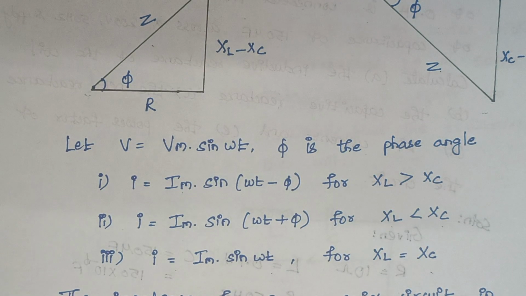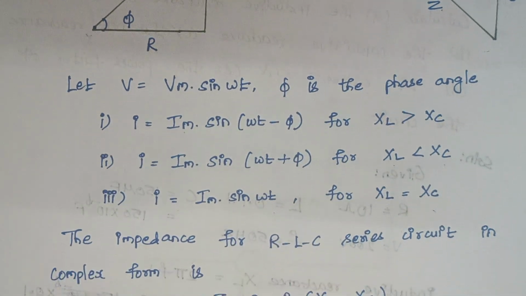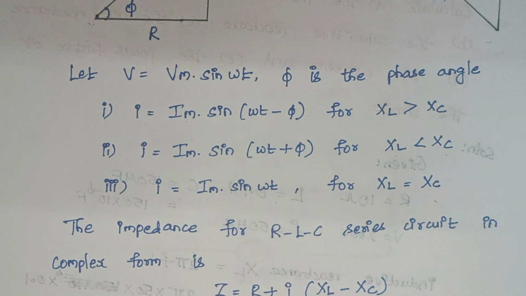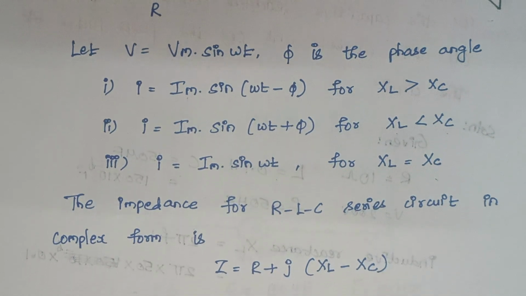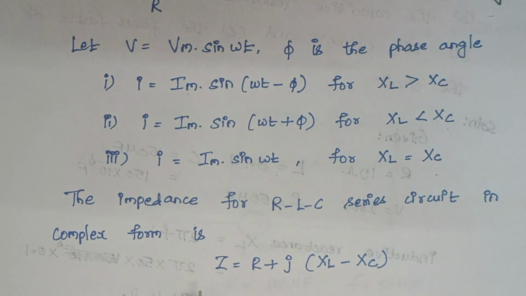So the next thing is the impedance for RLC series circuit in complex form. That is, complex form is nothing but rectangular form. So it is generally represented as Z is equal to R plus j into XL minus XC, right? So here comes the end of our derivation.